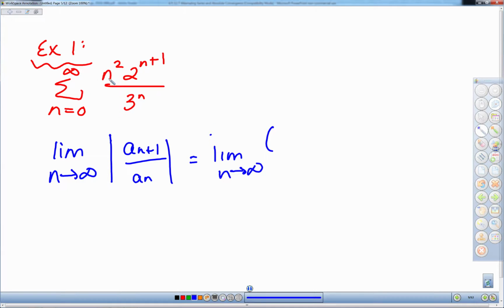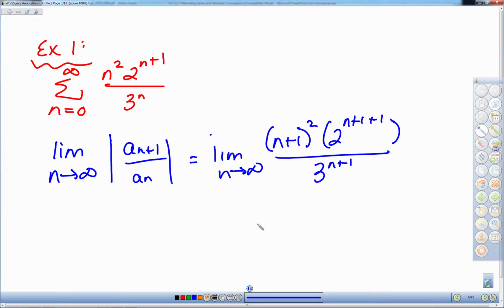Everywhere I see an n, I'm going to replace it with an n plus 1. So that's going to be n plus 1 squared times 2 to the n plus 1 plus 1 over 3 to the n plus 1. And then we're going to divide that whole thing by a sub n, n squared times 2 to the n plus 1 over 3 to the n.